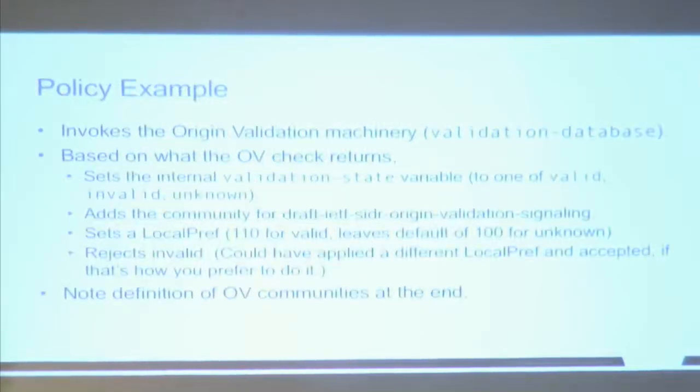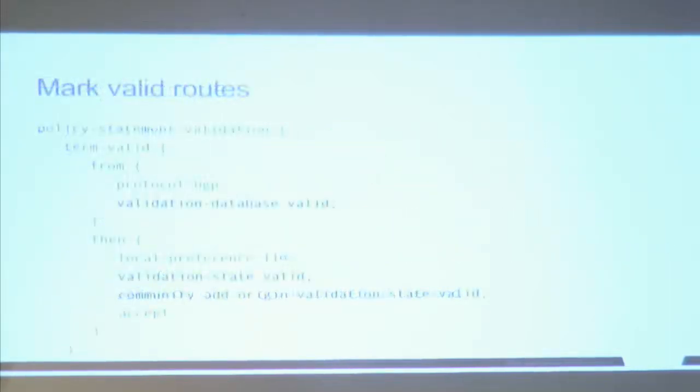I'll run through a quick example. Just to summarize what it's going to do, we're going to take the routes, bump them against the validation database, set the internal validation state variable, add a community for signaling the rest of our AS, and set a local pref. We're going to reject invalids. You could also set a local pref, but I've just chosen to do it this way in the example. And also at the end, we define named validation communities.